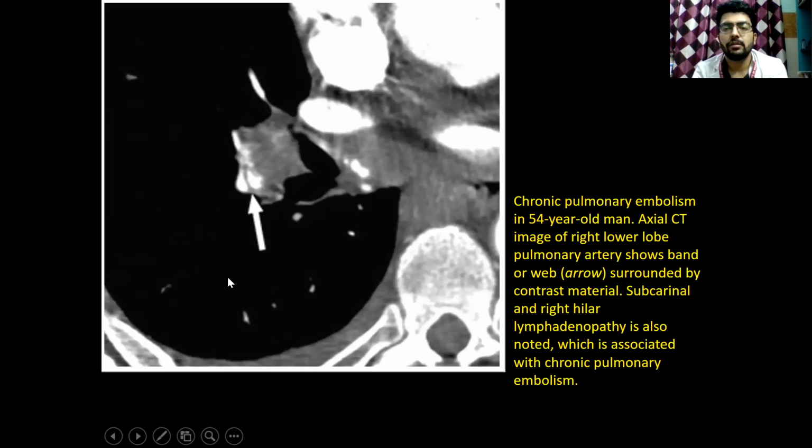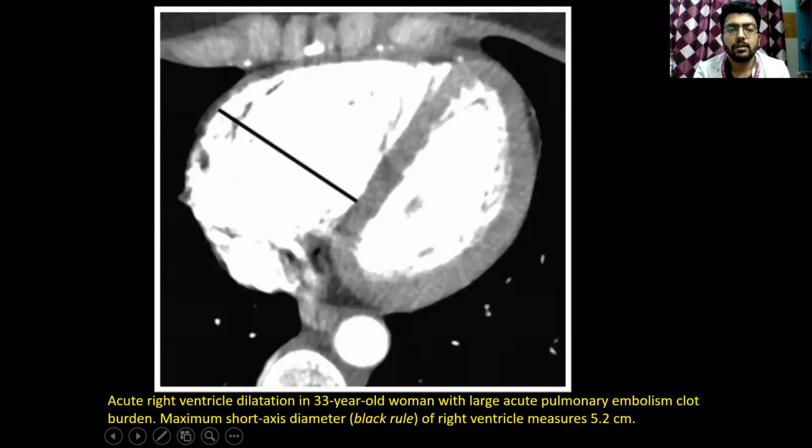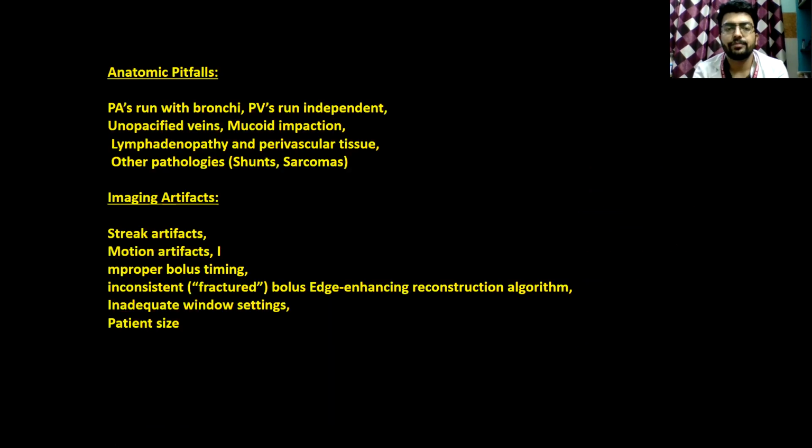Chronic pulmonary embolism in a 54-year-old man. Axial CT scan image of the right lower lobe pulmonary artery shows a band or web. The arrow is demonstrating the band or web that we can also see. This is the right ventricular dilatation with large acute pulmonary embolism, clot burden.